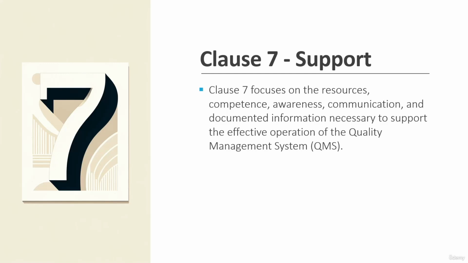In clause number 7, there are 5 sub-clauses, 7.1 to 7.5, and these contain resources, which we will be covering in 7.1 in this video, and then 7.2 is competence of people, 7.3 is awareness, 7.4 will be on communication. So these 3 clauses we will be covering in the next video, and later on in the third video we will be talking about documented information, which is clause number 7.5. So with this introduction, let's move on to 7.1, which is resources.